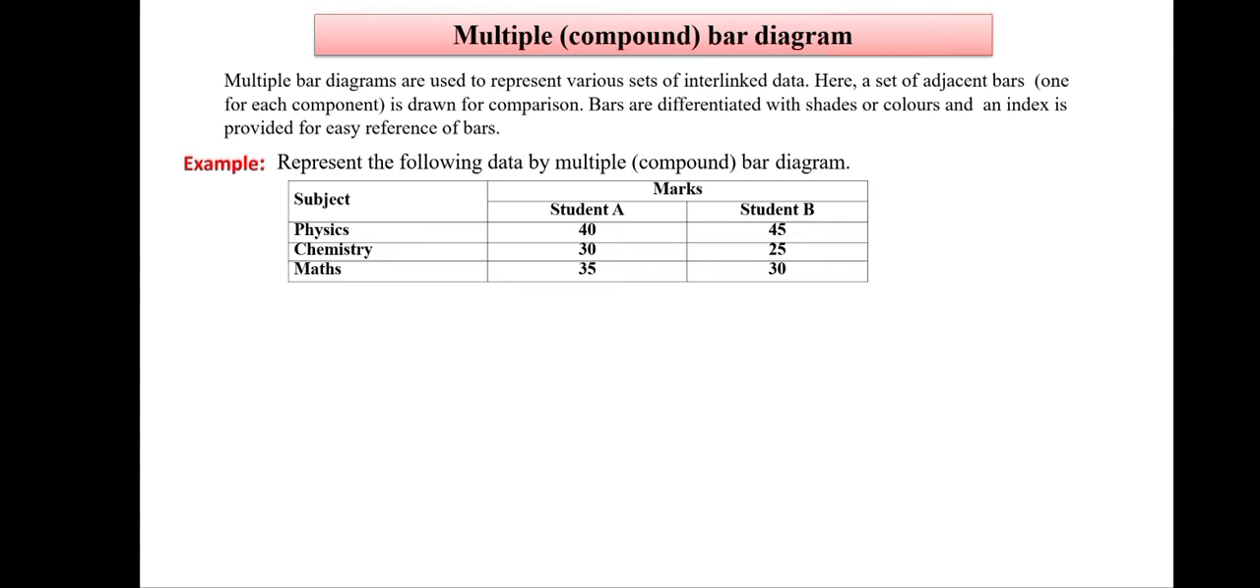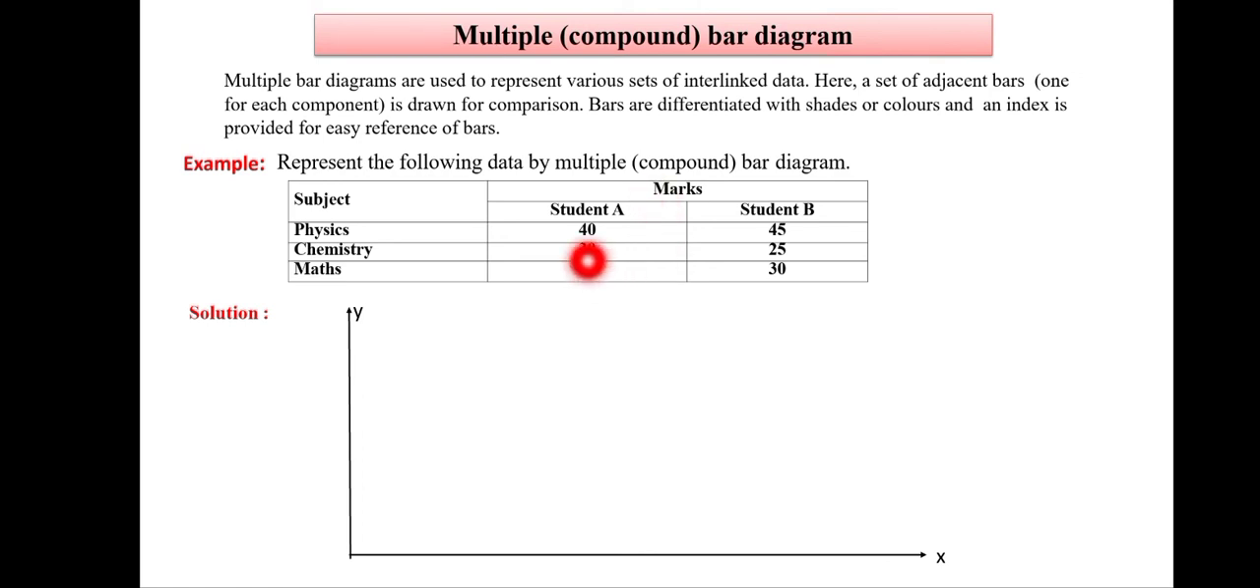Represent the following data by multiple or compound bar diagram. Here the subjects, that is physics, chemistry and maths, are given, and marks of student A and student B are given. So let us draw the x-axis and y-axis, and in the y-axis we have to write down the values. In the data the highest value is 45, so we can write the values till 45.